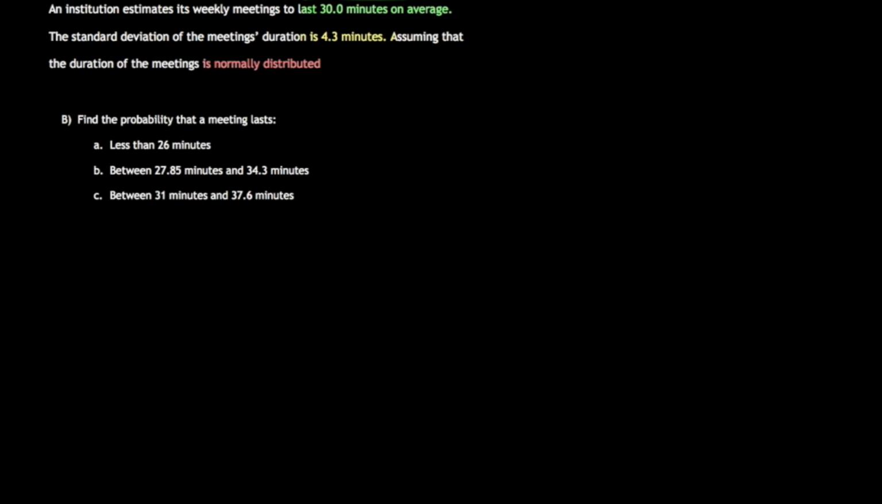Okay, so the second part of the question takes the same problem that we had in the first part, but is asking us to find something different. In this case, in part B, we want to find the probability, no longer the z-score, that a meeting lasts, and then we have the three subsections, okay? So let's go ahead and redraw our bell-shaped distribution. This will be a nice little recap of what we just did before.